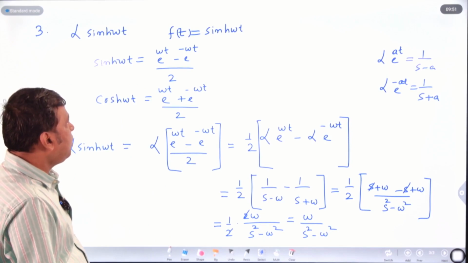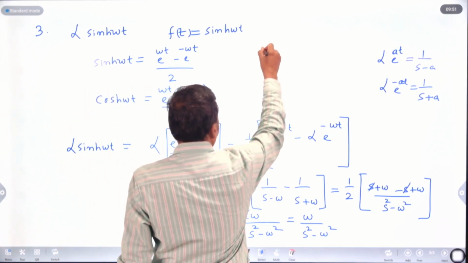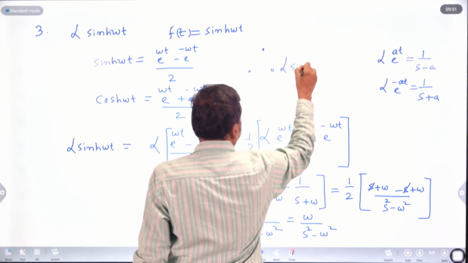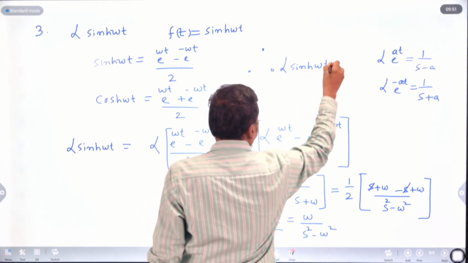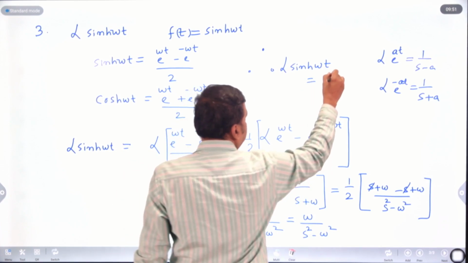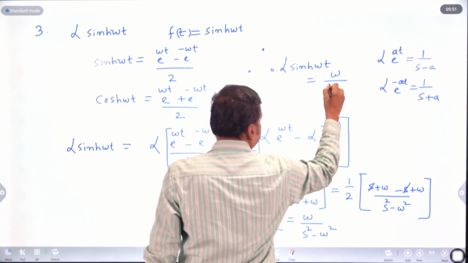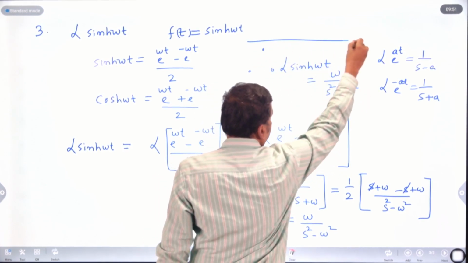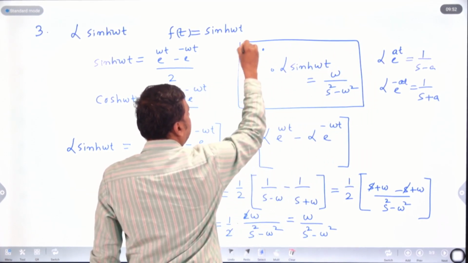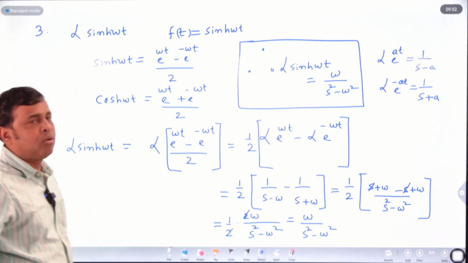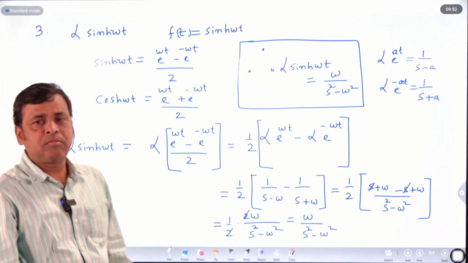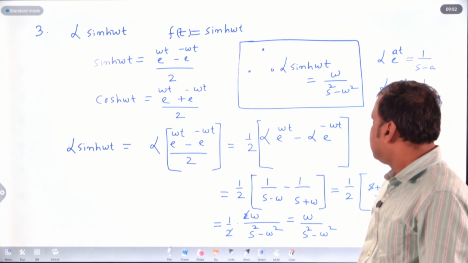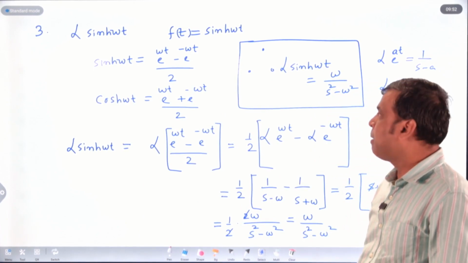So therefore Laplace transform of sinh omega t is your omega divided by s square minus omega square. So that's what the Laplace transform of sinh omega t is, omega divided by s square minus omega square. So this is what we have derived in this lecture 2 on the Laplace transform.